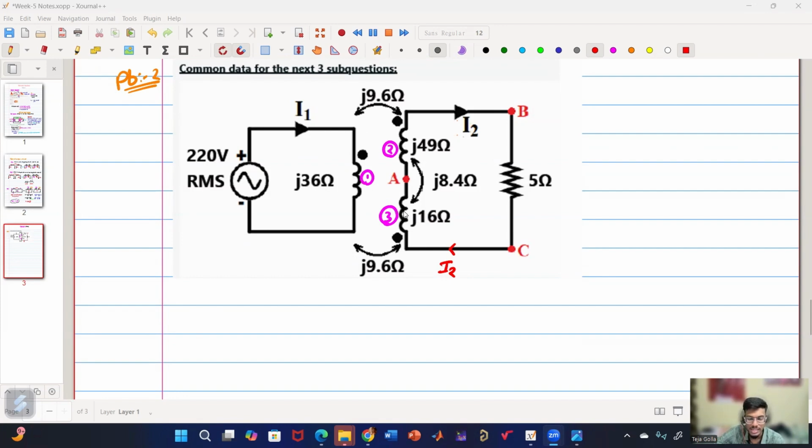Similarly, if I write coil 3, it also has three terms: one because of the self inductance, another because of the mutual coupling between 1 and 3, and another between 2 and 3. Similarly, for coil 2, one because of its self inductance, another because of the mutual coupling between coil 1 and 2, and another between 2 and 3. So each coil will have three voltage sources, not two, because here there are three couplings overall compared to the one in the last case.